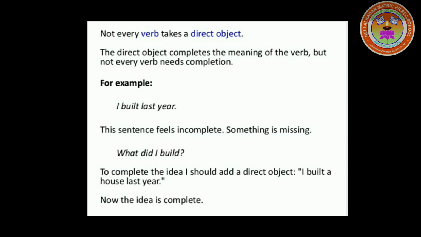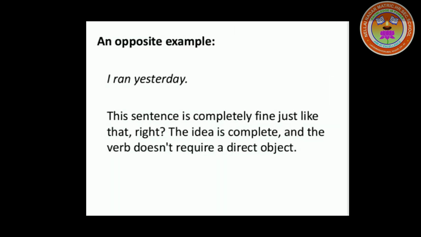Okay, children. An opposite example: I ran yesterday. This sentence is completely fine, just like that. Right, the idea is complete and the verb doesn't require a direct object. So in this format you can see the meaning doesn't go away. It is meaningful. The sentence is completed, but it doesn't require a direct object. So from this we can understand the definitions.